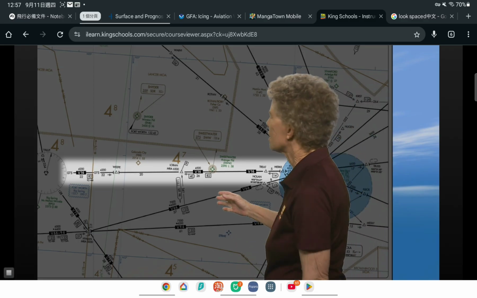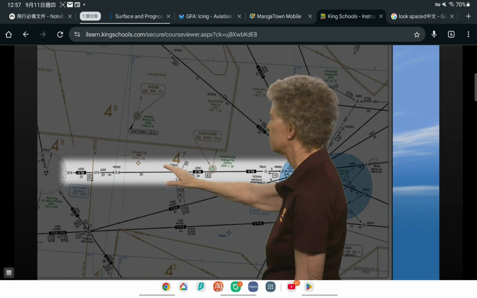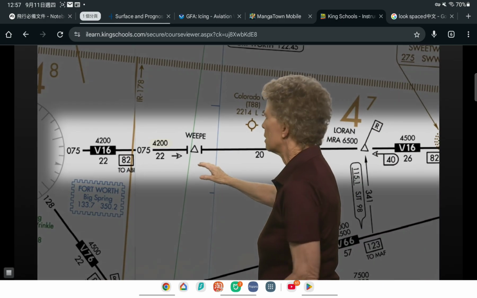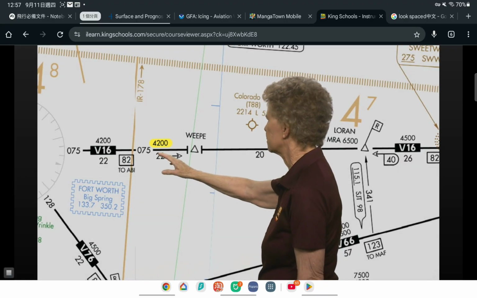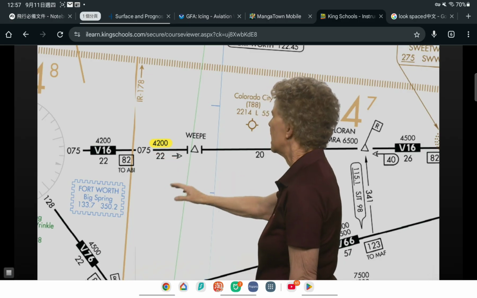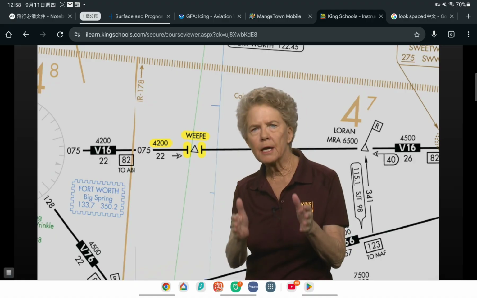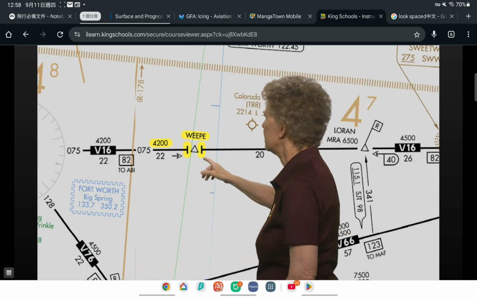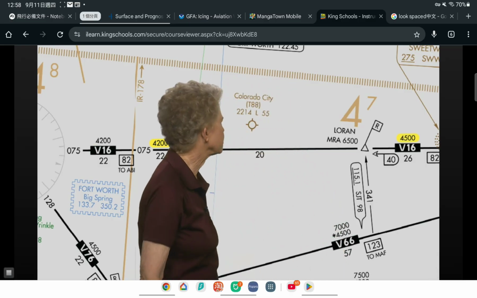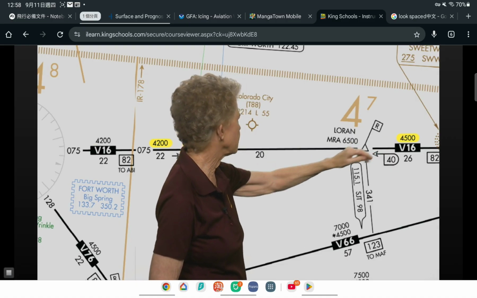Take a look now at this chart at Victor 16 as it goes eastbound out of the Big Spring VORTAC, and take a look at Weep intersection. Notice on the west side of Weep intersection, the minimum en route altitude is 4,200 feet. At Weep intersection, you've got those little dinner plates again, or lines across the airway, indicating that you have an altitude change. On the east side of Weep intersection, the minimum en route altitude is 4,500 feet.